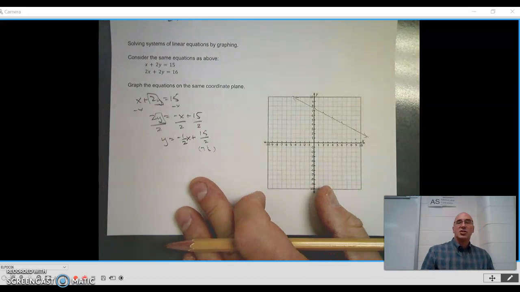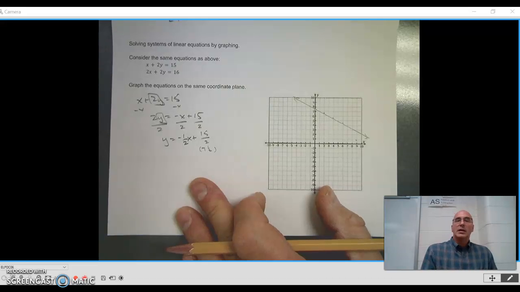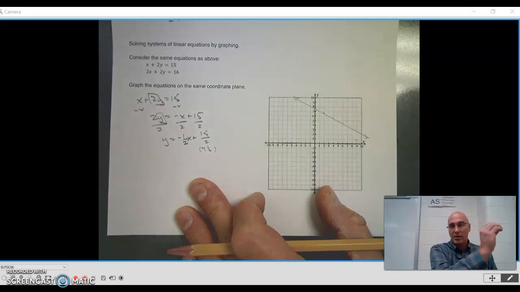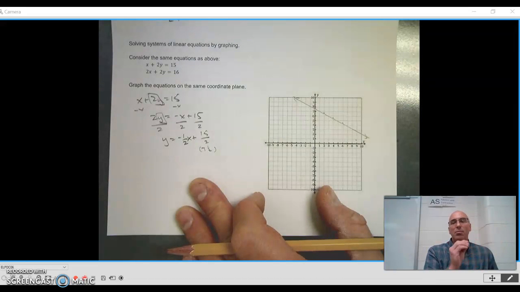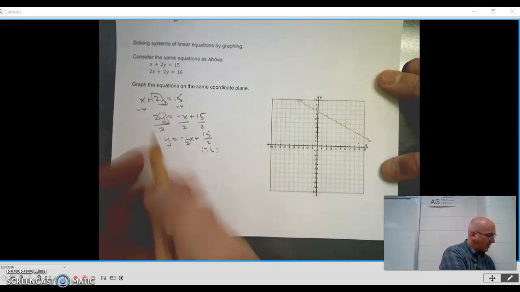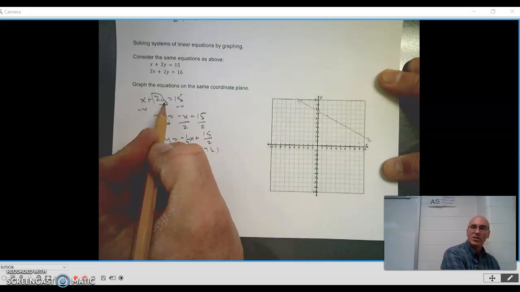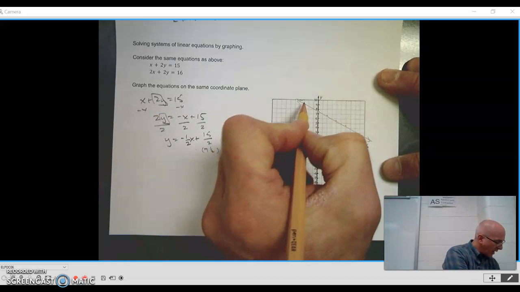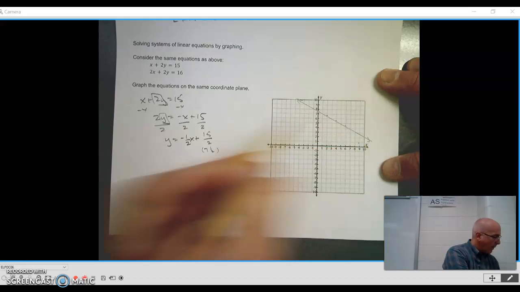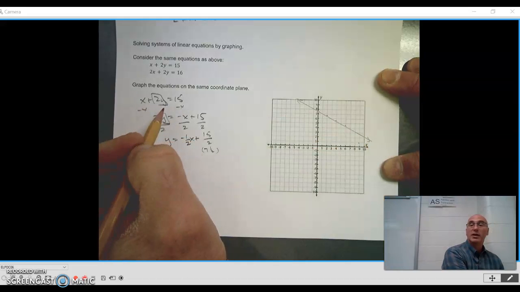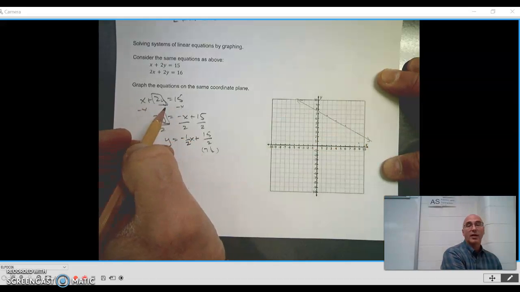Let's discuss for a moment, what does that line really mean? Remember, a line is an infinite set of points that go in both directions. That means any point on that line is a solution to the equation that I just graphed. I can pick any point, plug the coordinates in, and it will be a true statement. That's the whole point of graphing a line.